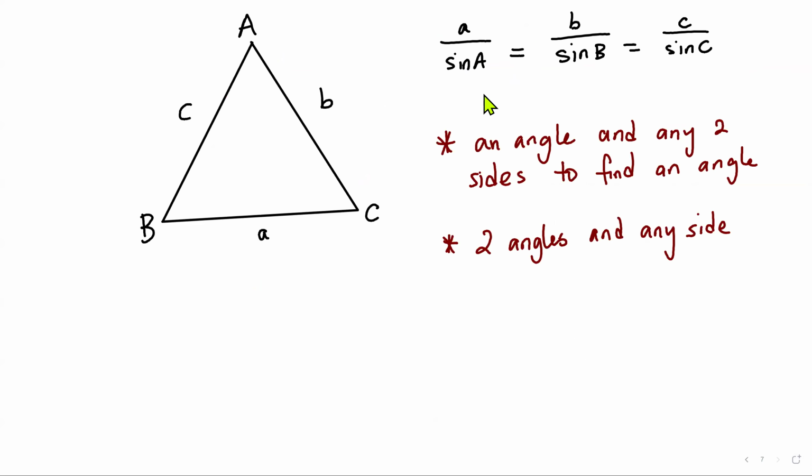But with the sine rule, if you want to find an angle, you have to have one other angle and any two sides. Or if you want to find an unknown side, you need two angles and any side. Right? So it's different circumstances that you need in order to use the sine rule or the cosine rule. So let's look at an example with the sine rule now.